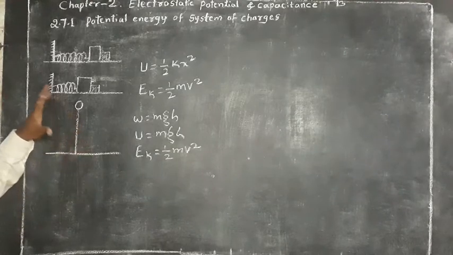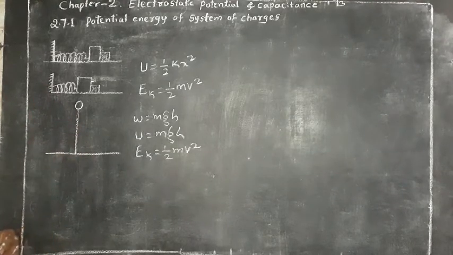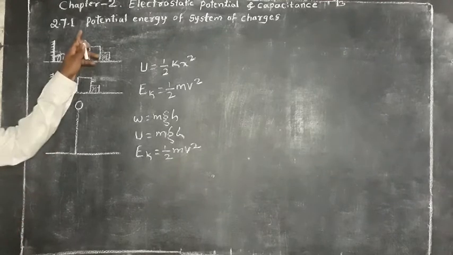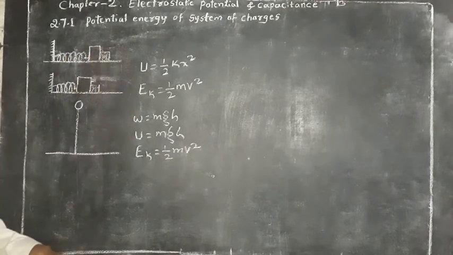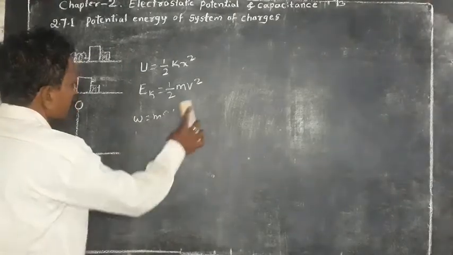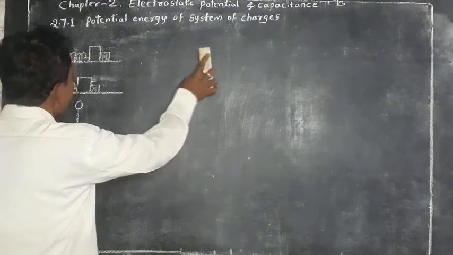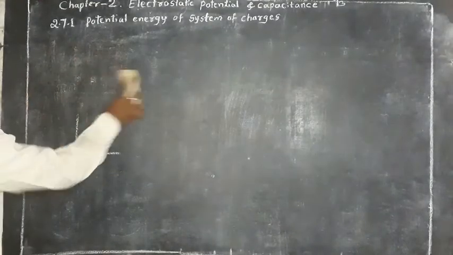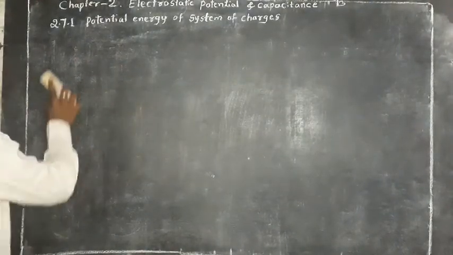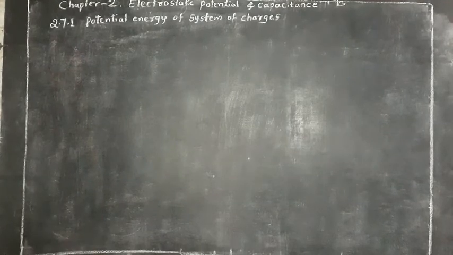You have studied this in PUC first year science. And now, what is the electrostatic potential energy of a system of charges? The electrostatic potential energy of a single charge is zero.